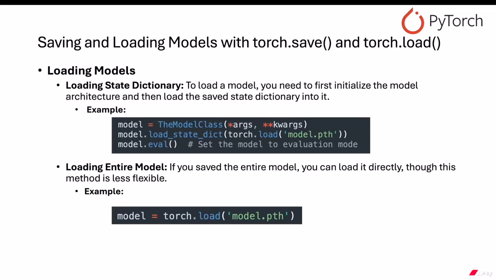Loading entire model. If you save the entire model, you can load it directly, though this method is less flexible. Here is an example: model equals torch.load('model.pth').